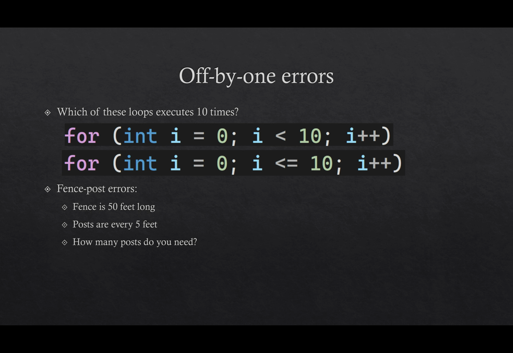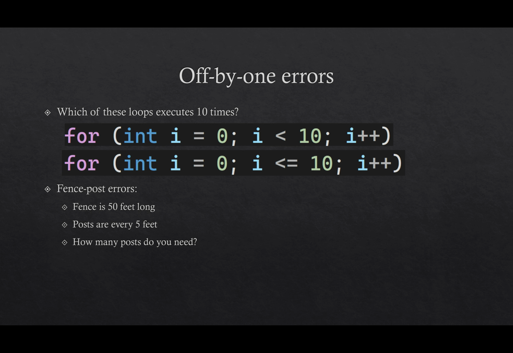Another interesting class of off-by-one errors is called fence post errors. The analogy is, let's say you have a fence that's 50 feet long, and there's a fence post every 5 feet. How many fence posts do you need? You might think, okay, I could just divide 50 by 5, and I need 10 fence posts. But actually that's off by 1, because it's not accounting for the fact that you need 1 post at the beginning, plus a post for every 5 feet of fence. So you're always going to need at least 1 fence post.